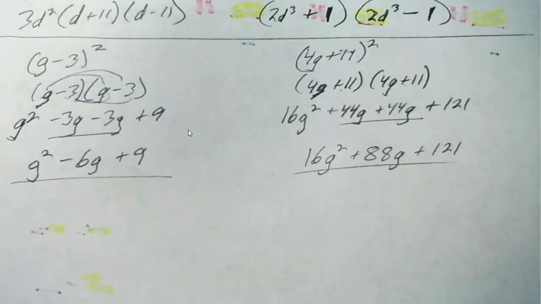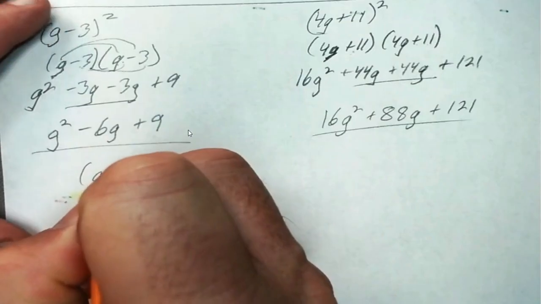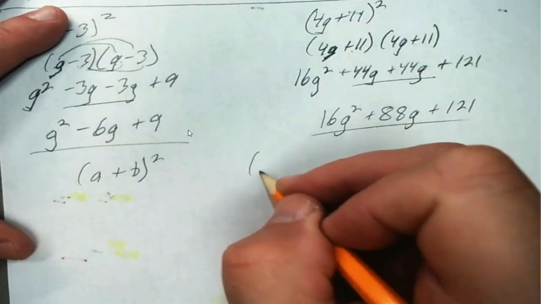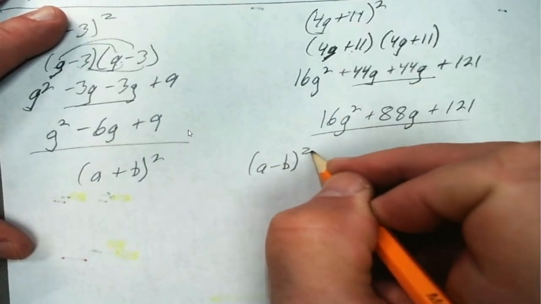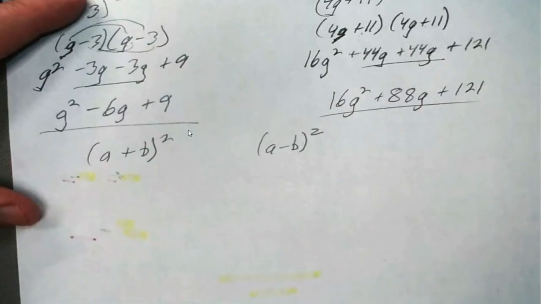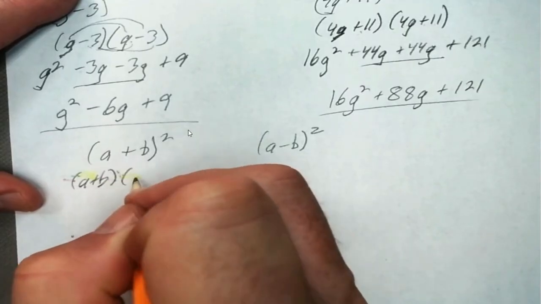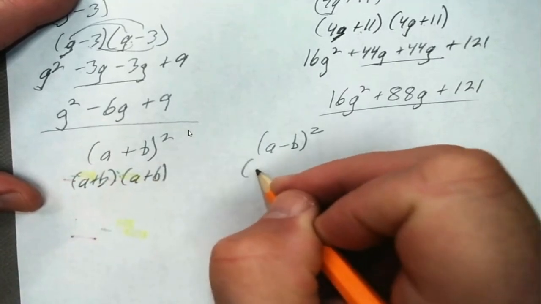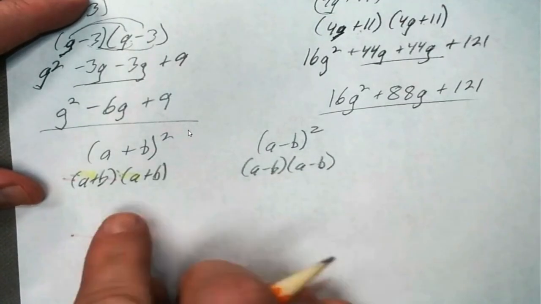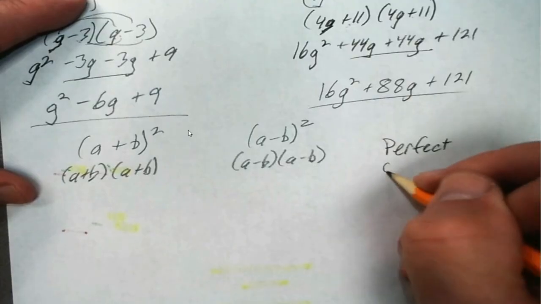Again, a pattern is starting to emerge. Let's see if we can figure it out by using a and b. If we have a plus b squared, and let's also do a minus b squared just to compare them, using our standard a and b, which could represent anything. So that's a plus b times a plus b. This one's a minus b times a minus b. We're trying to recognize a pattern so we can figure out these perfect square trinomials.